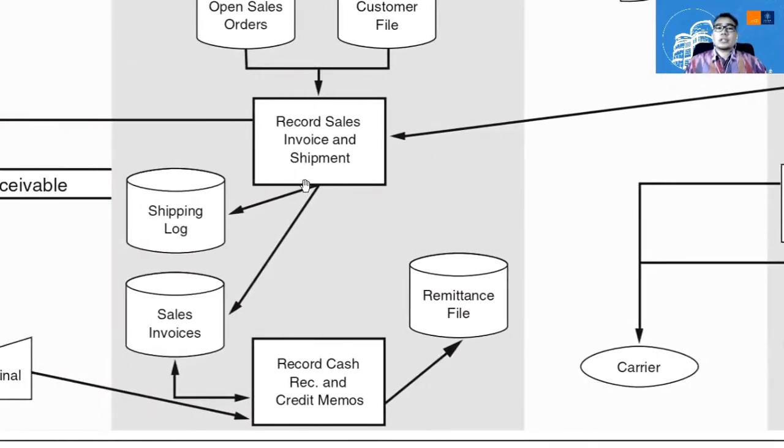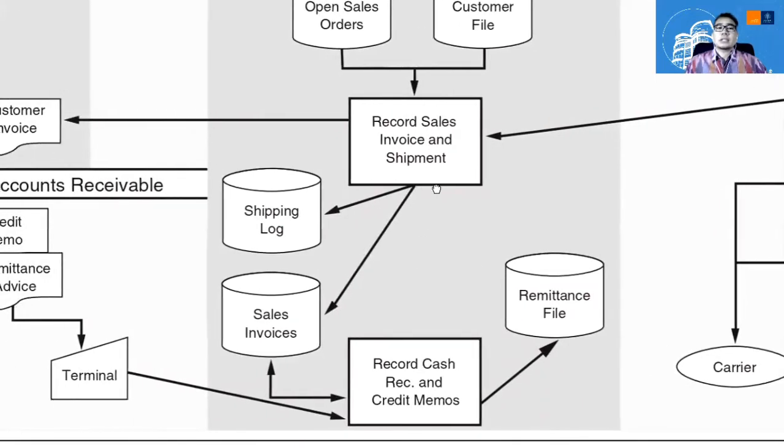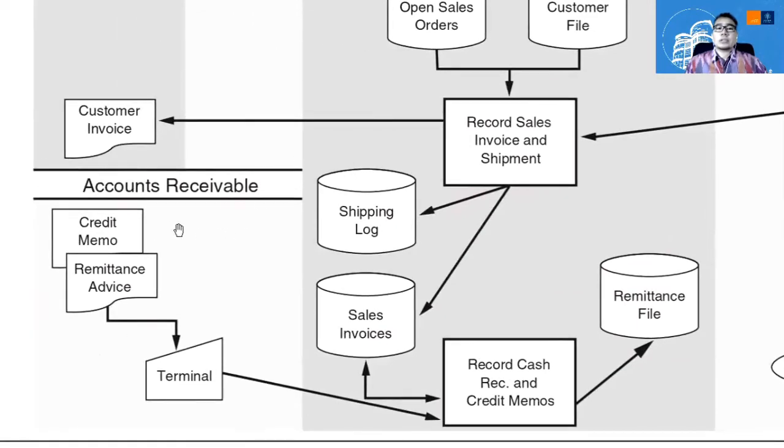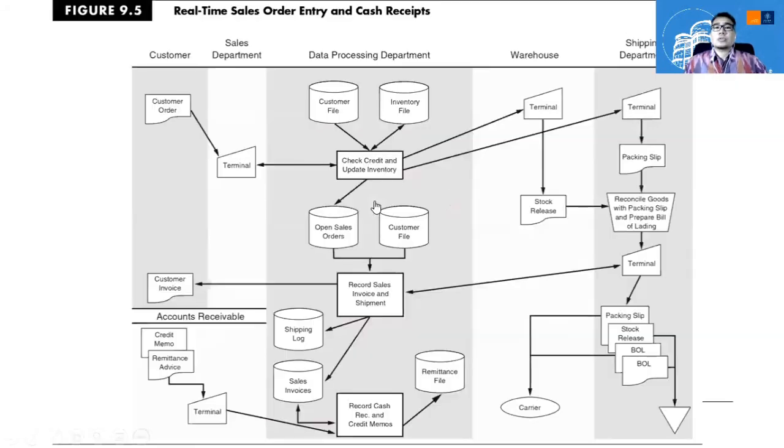The recorded sales and invoice will be updated inside the files here, and it will update the accounts receivable. So that's the biggest difference. You can do it in real time due to the automated credit checking here, right?